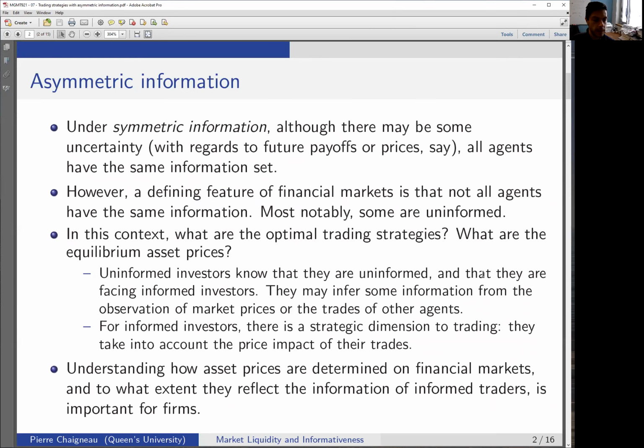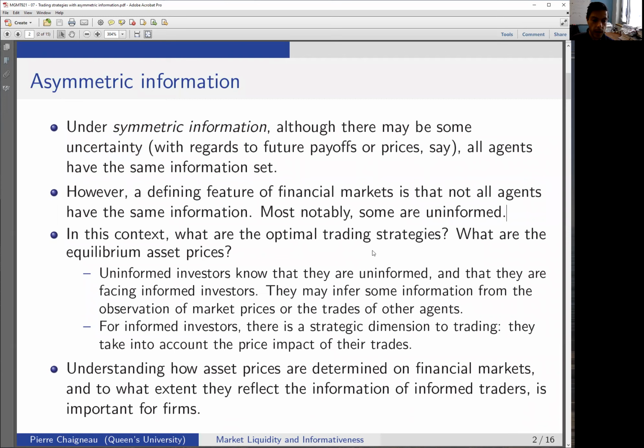Okay, so what does asymmetric information mean? It's distinct from the notion of symmetric information. So under symmetric information, there might still be some uncertainty, but uncertainty is the same for everyone. With asymmetric information, we take into account the fact that different agents are going to have different information. In particular, some agents will be uninformed.